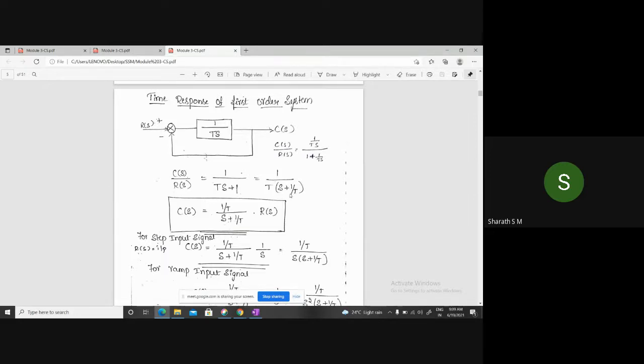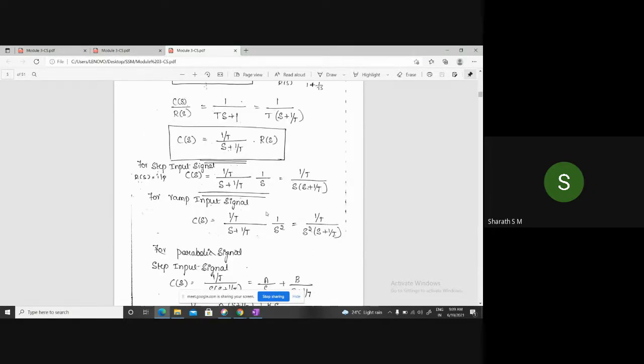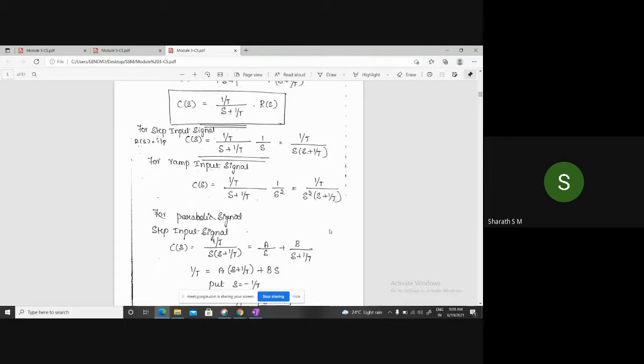And then we can simplify this. So this can be written as 1 by T divided by S plus 1 by T into R of S. So this is the transfer function for time response of first order system. And for a step input, we can write this with a step input in place of R of S. For a step it is 1 over S, for a ramp it is 1 over S square. So the overall transfer function for a step input is 1 over T divided by S into S plus 1 by T. For a ramp it is 1 by T divided by S square into S plus 1 by T. This is how we can find the response for a step input as well as for a ramp input.